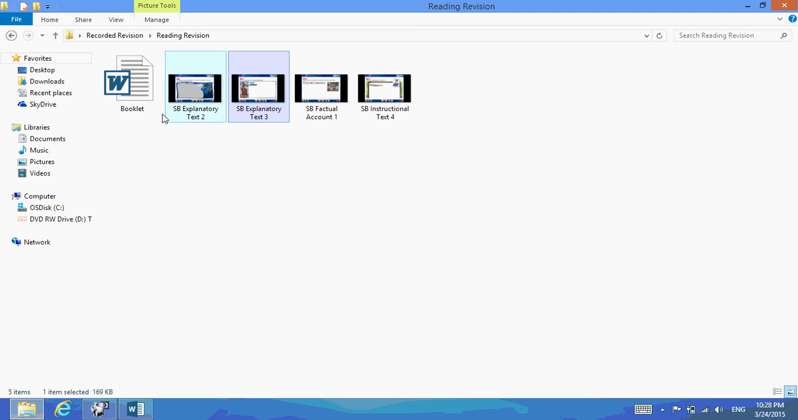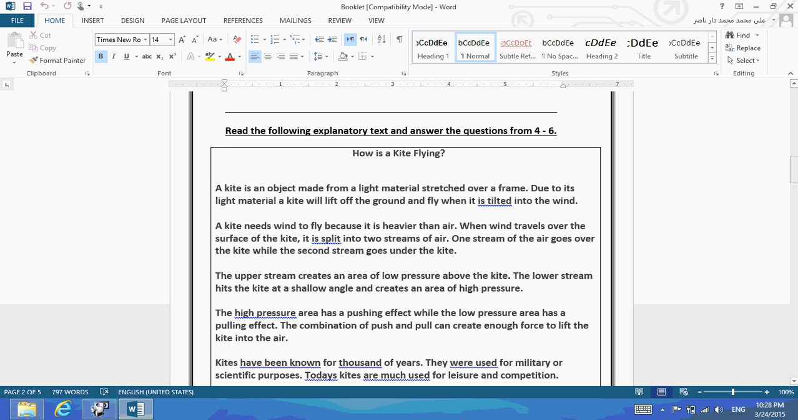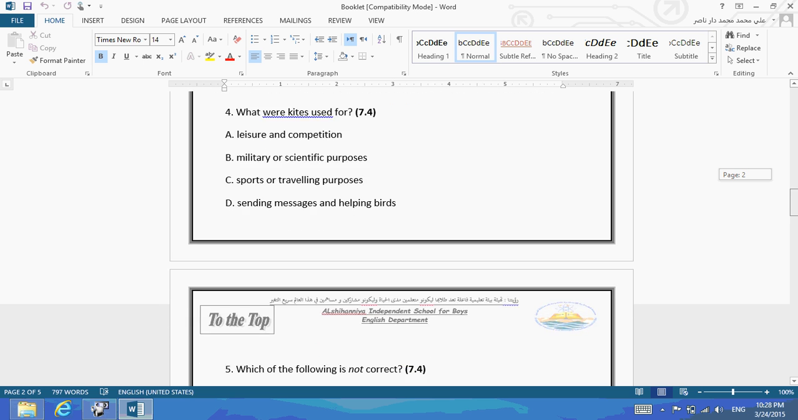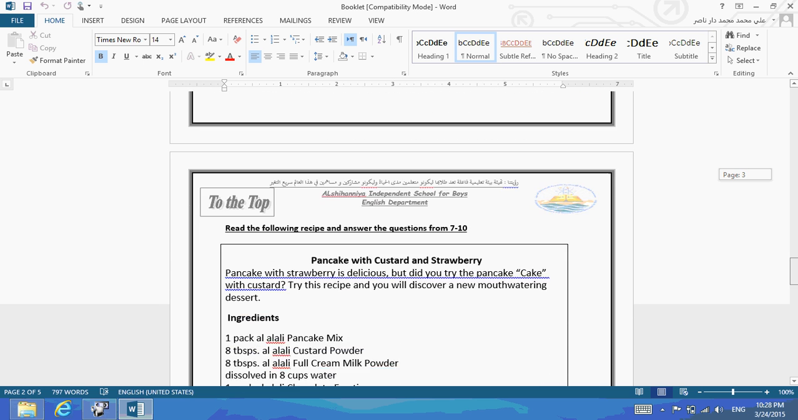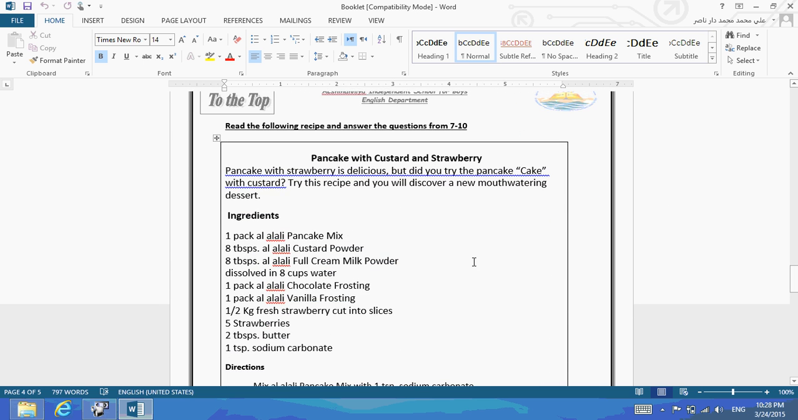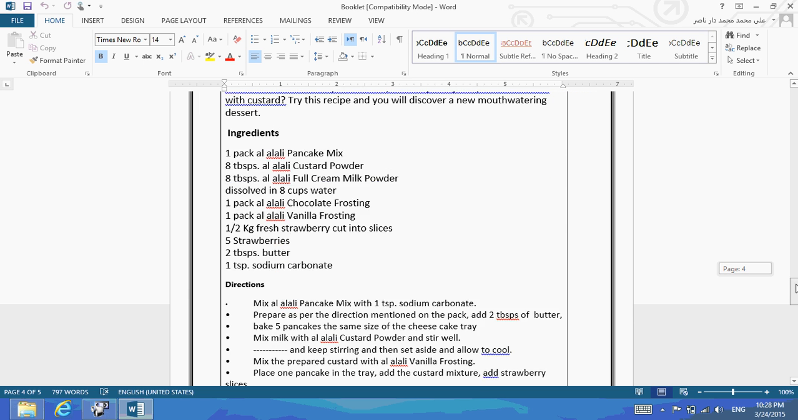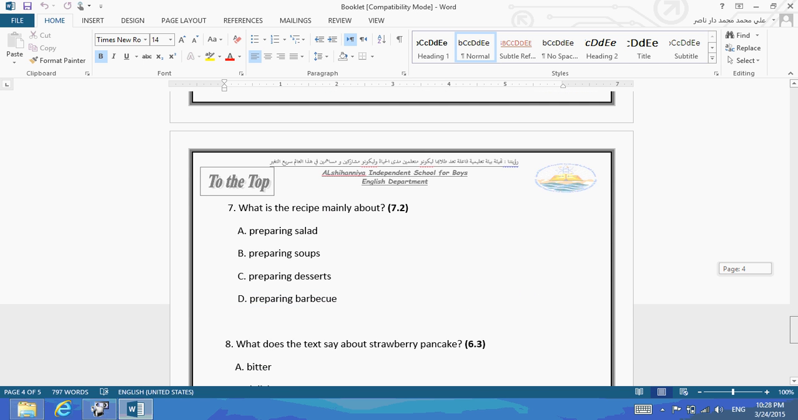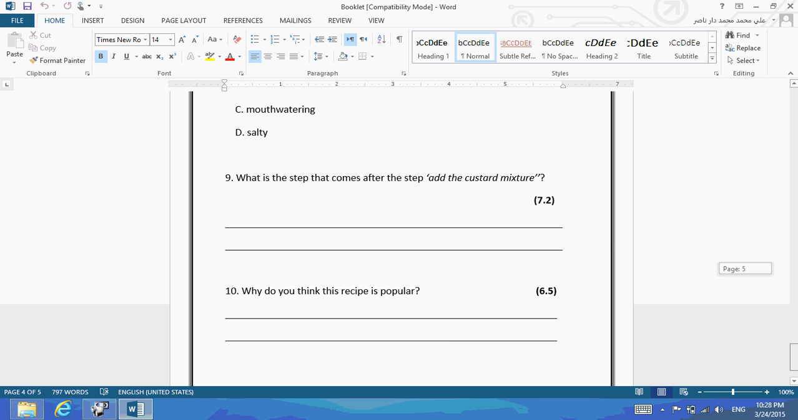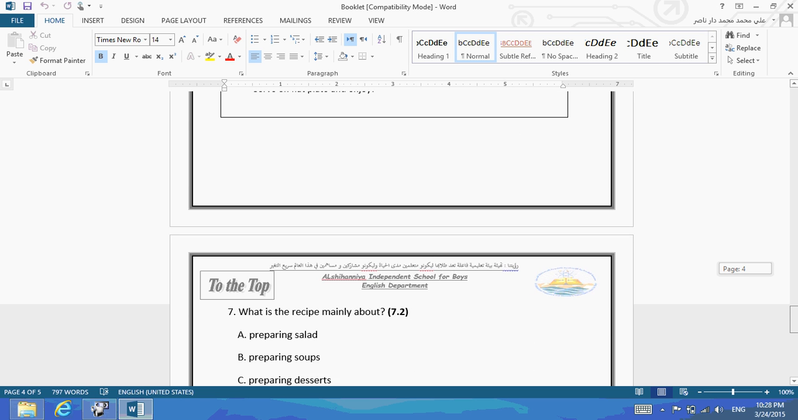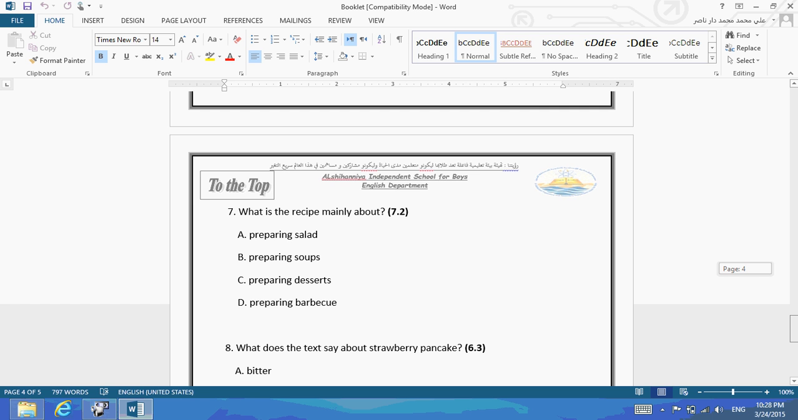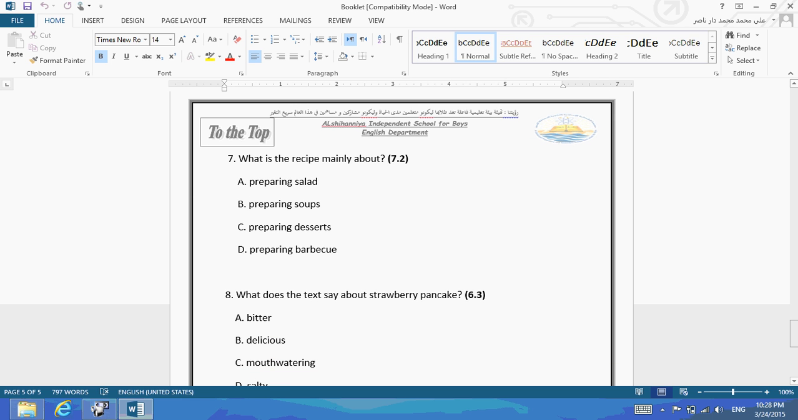The third text, and the longest one, is an instructional text. An instructional text could be a recipe, or a text full of steps or procedures or instructions. The concerning standards are 7.2, 6.3 and 6.5. Once again I remind you, you start reading the question, then the text, then you read the questions again to find the answers.